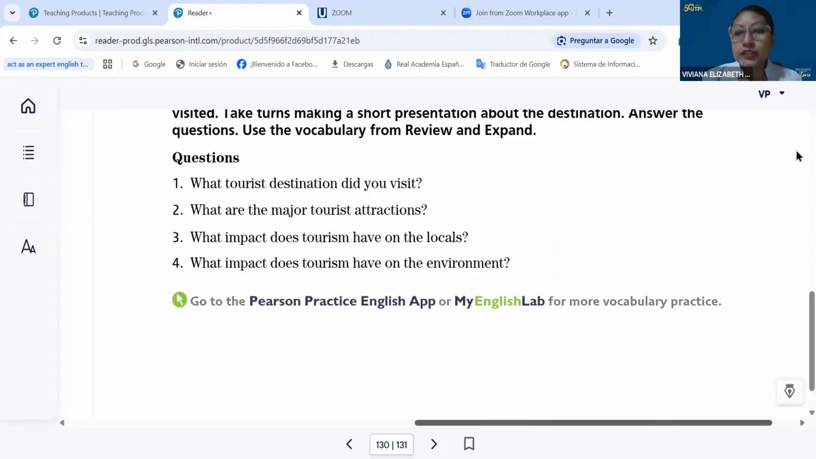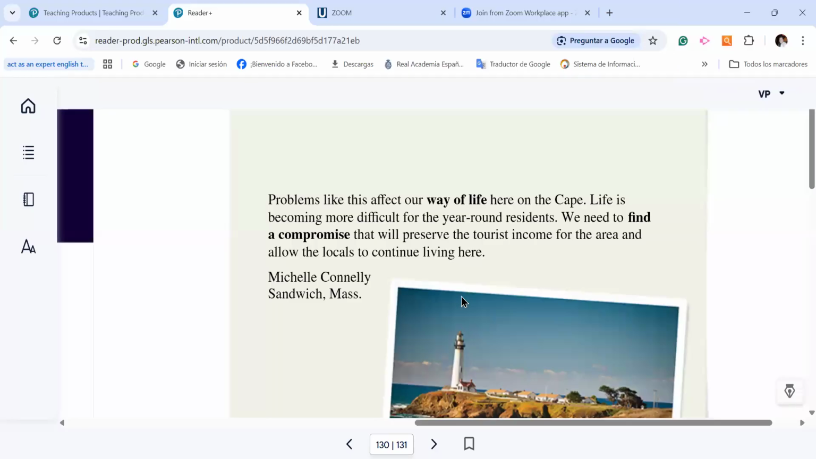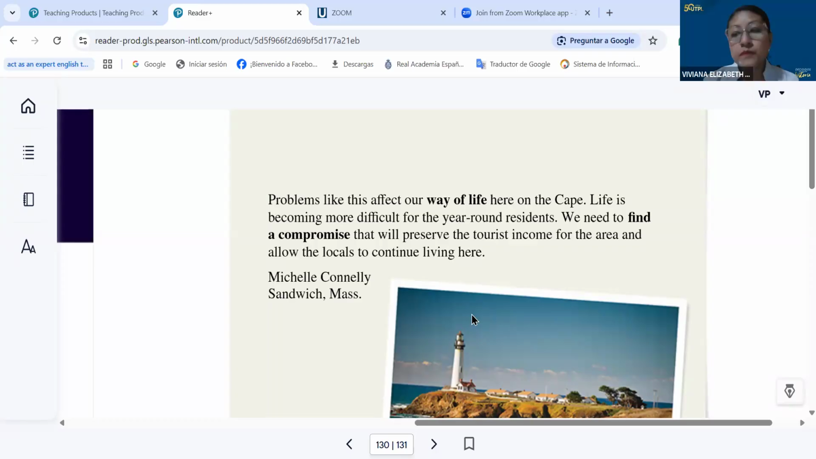The reading continues. Here in this last paragraph, Anthony Parra, can you continue the reading? Yes, it says: Problems like these affect our way of life here on the Cape. Life is becoming more difficult for the year-round residents. We need to find a compromise that will preserve the tourist income for the area and allow the locals to continue living here. Thank you, Anthony. Yeah, so problems like this affect our way of life.